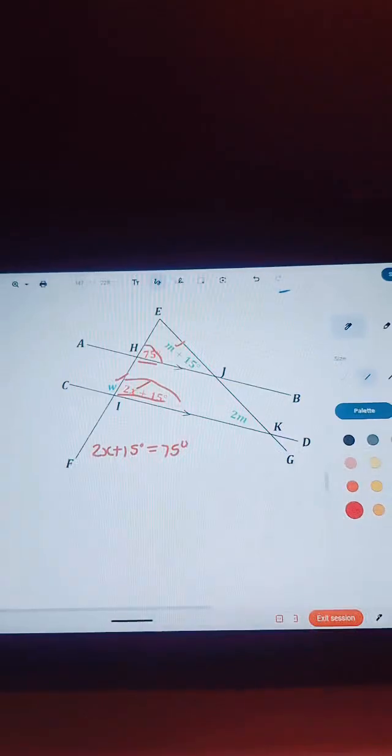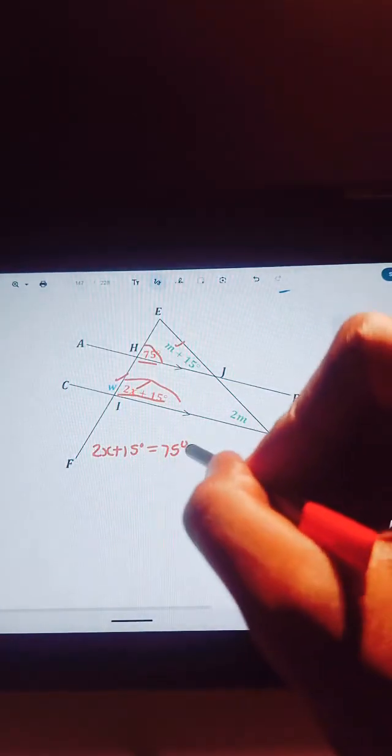Corresponding angles, right? Guys, unfortunately, I don't take requests if you are not following me. If you're following me, I'll take your request, but if you're not, I will not.